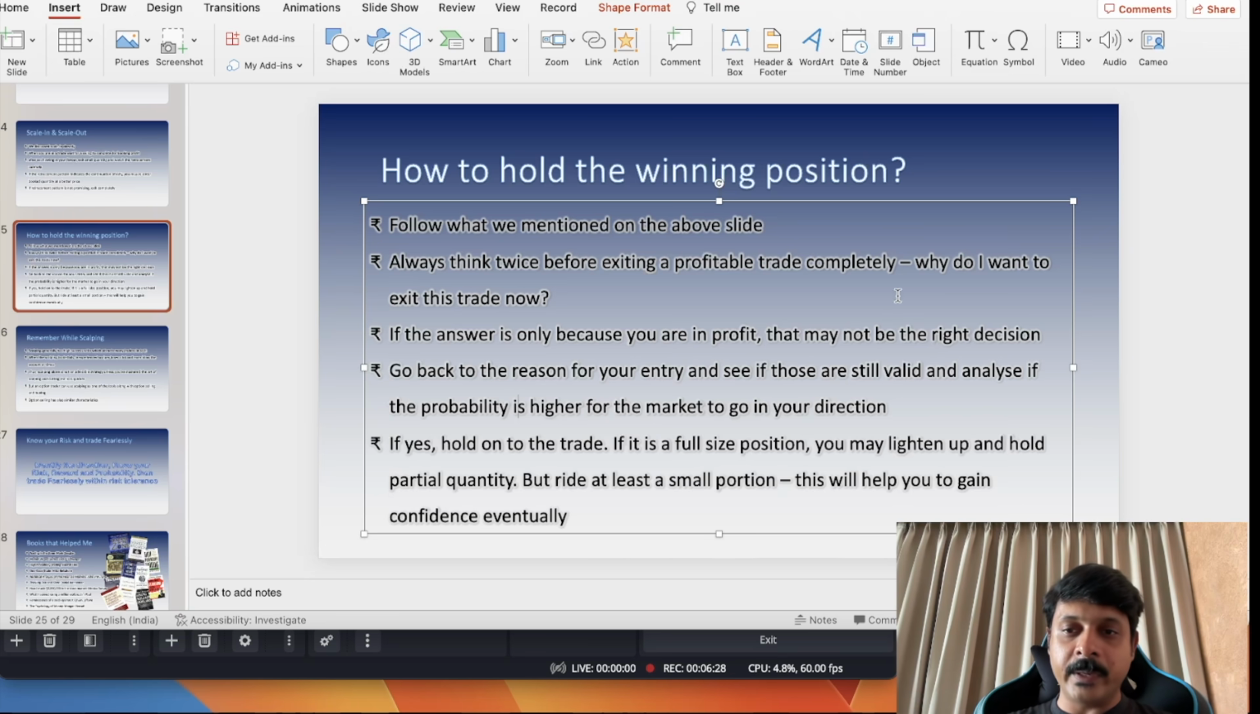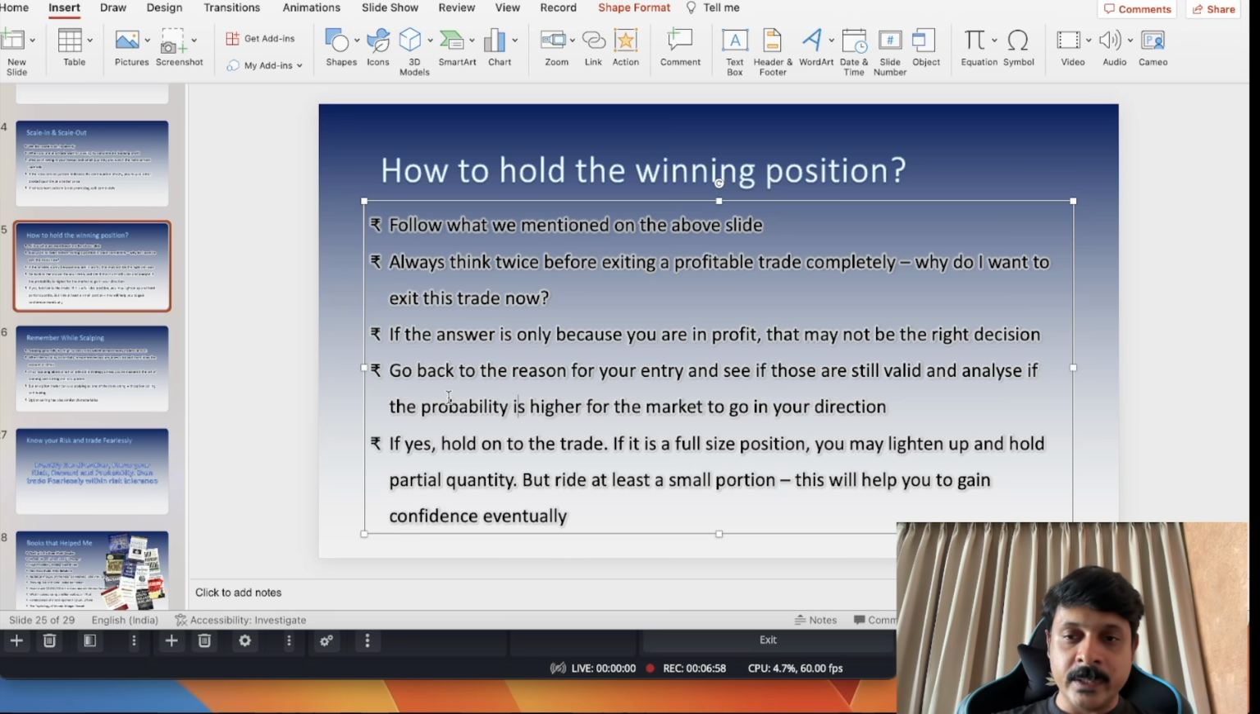I don't even look at the P&L. I just take the trade and exit. Only when I want to exit, I go to the position screen. Otherwise, I just hide it, and sometimes I even close the trading terminal. That's how I trade. And when you have the hunch to exit the position, go back to the reason for your entry and see if those reasons are still valid, and if the market is good to continue in your favorable direction. If that is the case, there is no exit there.